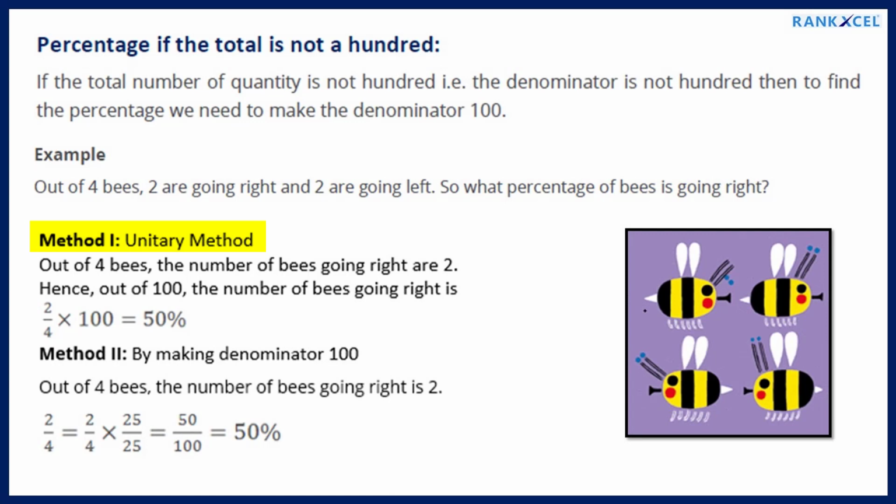Method 1, unitary method. Out of 4 B's, the number of B's going right is 2. Hence, out of 100, the number of B's going right is... Method 2, by making the denominator 100. Out of 4 B's, the number of B's going right is 2.